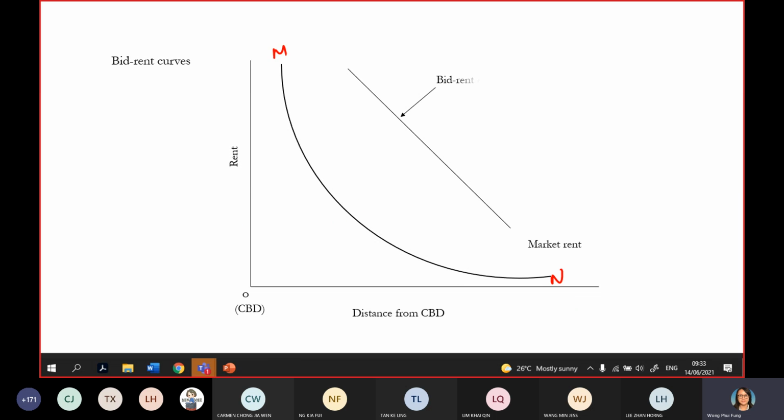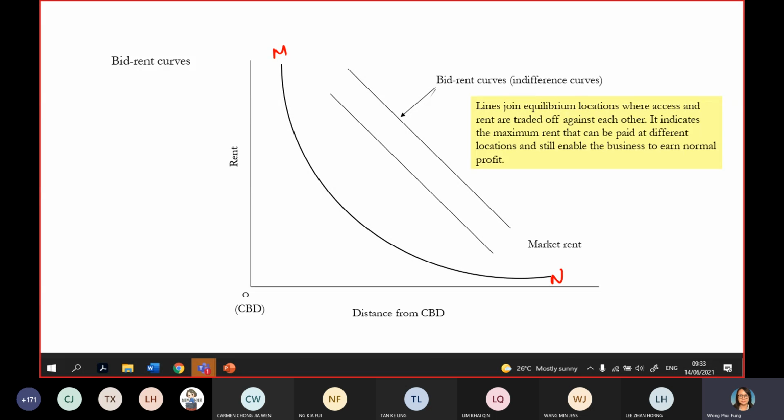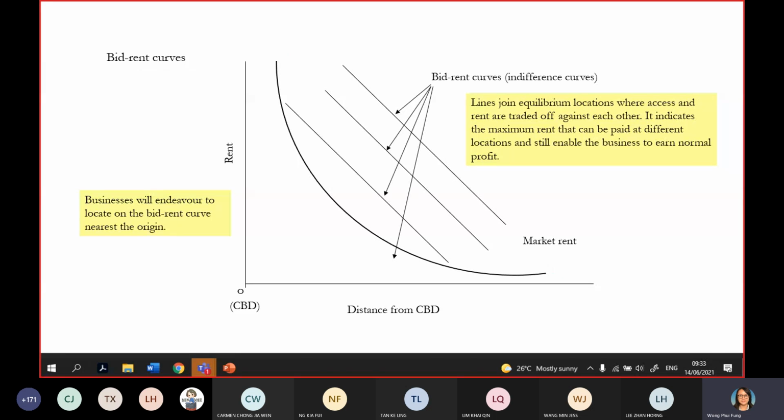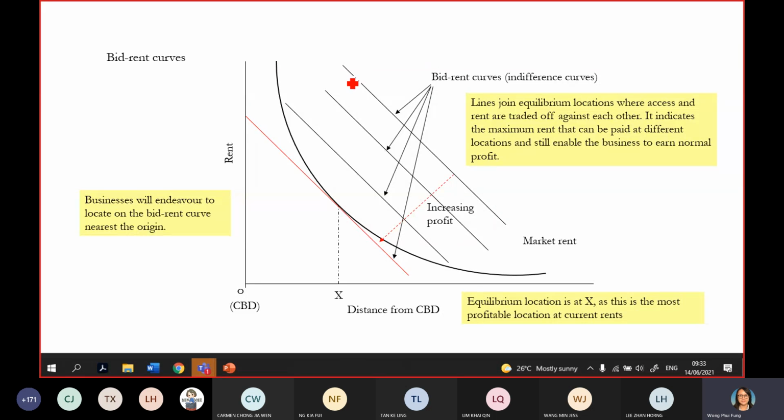Now we have another curve called the bid rent curve. Okay, wait, I'll let everything come out first. Okay, this one is called the bid rent curve. Don't ask me why this one is a straight line and we call it a curve. The term is indifference curve. So this bid rent curve is what we call the budget line. Okay, this curve is called the budget line.